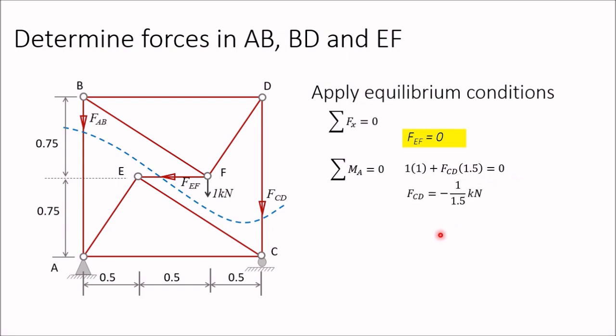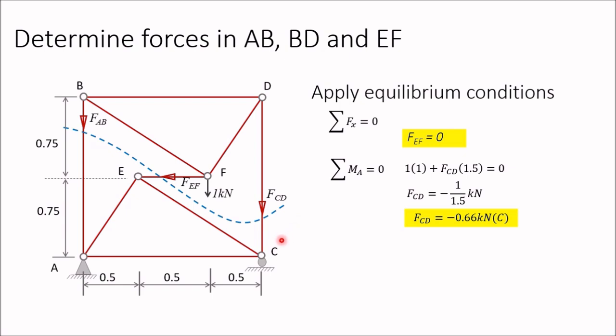When you solve this, you will get FCD is equal to minus 1 divided by 1.5. So FCD is equal to minus 0.66 kilonewton, and since we are getting this as a negative value, therefore this member is compression member. So this CD is compression member, and force in this CD is 0.66 kilonewton.